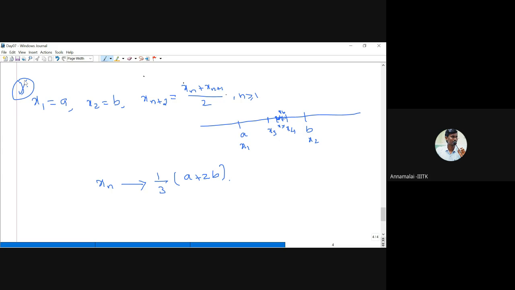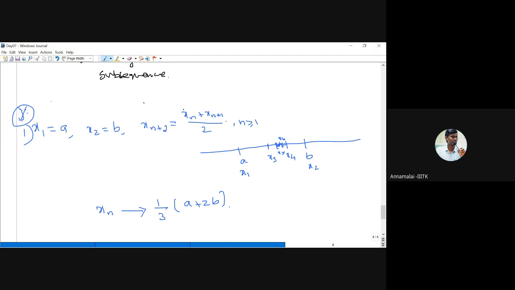But the proof of this is very difficult. So keep in mind this limit, 1 by 3 times (a plus 2b). Now we have another sequence. This is the first example. Suppose we define another sequence recursively.